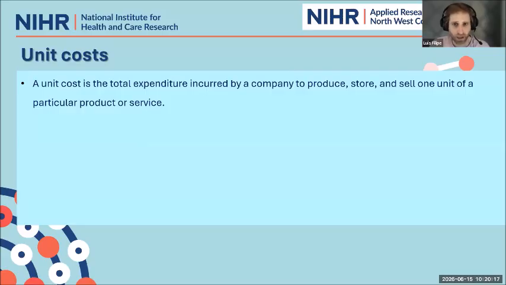Because, okay, let's read it again. A unit cost is the total expenditure incurred by a company to produce, store, and sell one unit of a particular product or service. This is actually not as simple. Let's pick this example. I'm doing an economic evaluation, so we are actually writing a paper on this. We have a technology that is a fall prevention technology for older people, frailer people living in care homes. Let's pick this example of this fall prevention strategy.